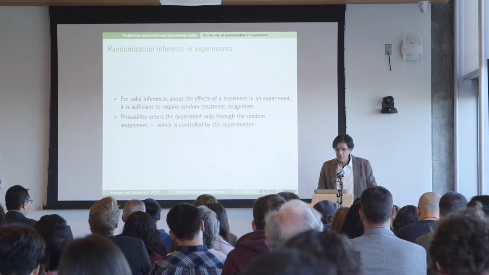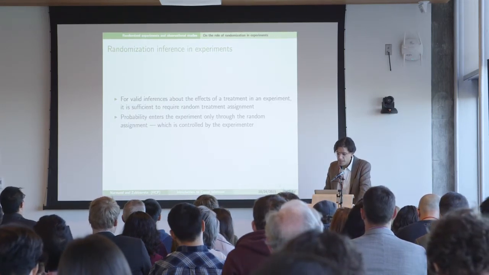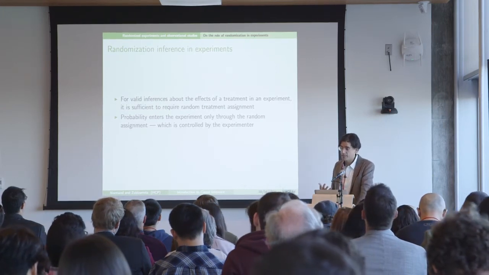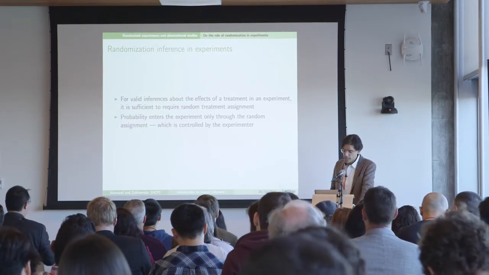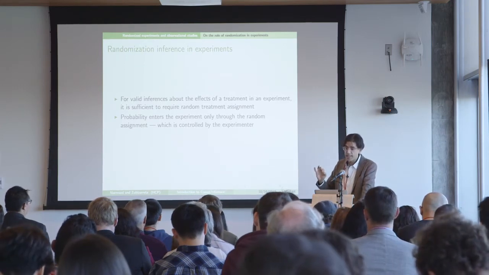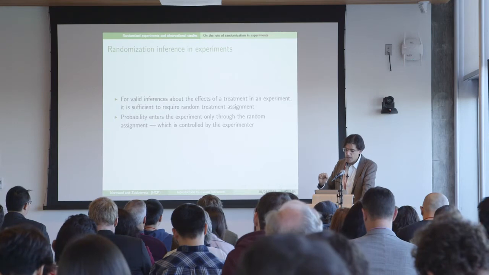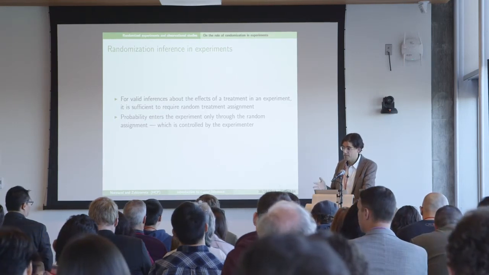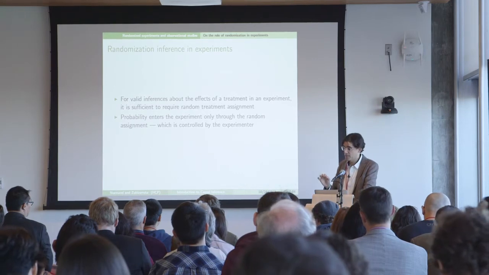But the point is that for valid inferences about the effect of a treatment in an experiment, it just suffices to require random assignment. Here we have computed the p-values by counting without making any distributional assumptions, and probability here entered the experiment only through random assignment, which was controlled by the experimenter.